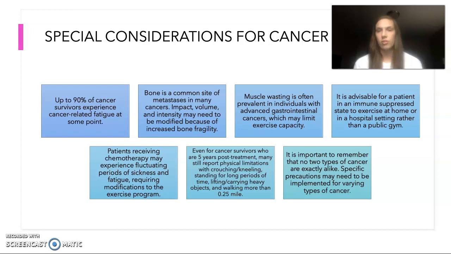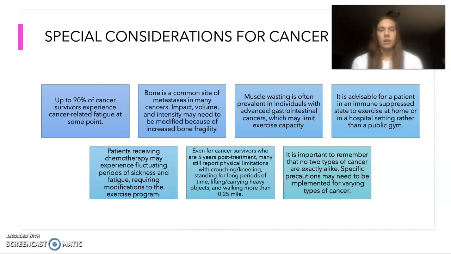This is obviously just so they don't pick up any germs or contract anything that their body isn't able to fight off when they're in this immune suppressed state, which can be brought on by, again, a number of things. Their treatments, chemotherapy, radiation, or even certain medications that they might be taking. Patients who are receiving chemotherapy may experience fluctuating periods of sickness and fatigue, which might require modifications to the exercise program.